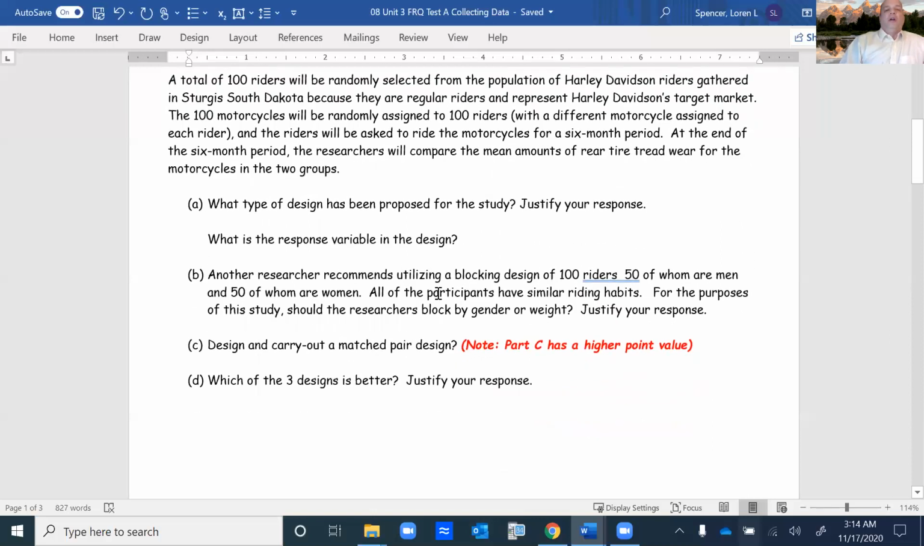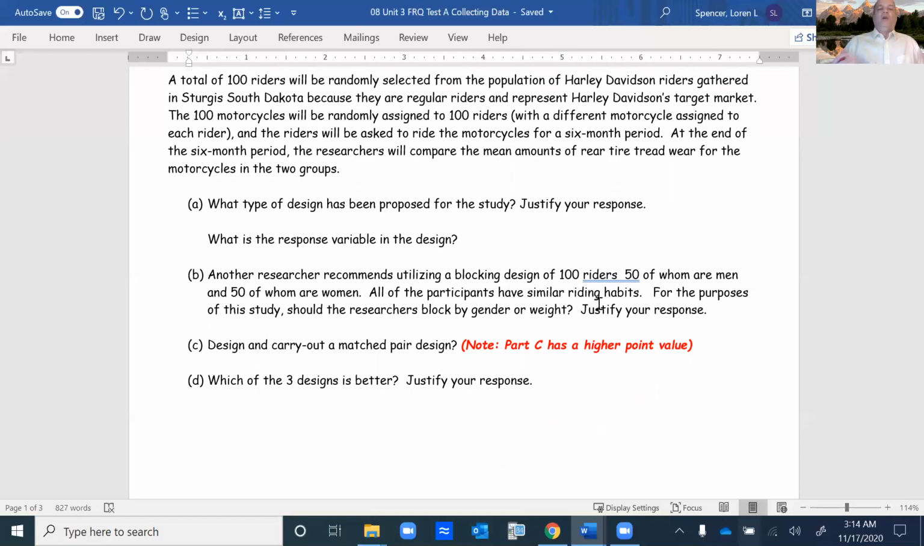Another researcher recommends using a blocking design of 100 riders, 50 of whom are men and 50 of whom are women. So we have a block, 100 riders, and we're going to have 50 men and 50 women. All of the participants have similar riding habits. That's a very important statement. By telling us to have similar riding habits, we can generally surmise that there's not a difference between the men and the women because they're all similar. For the purpose of the study, should the researchers block by gender or weight?